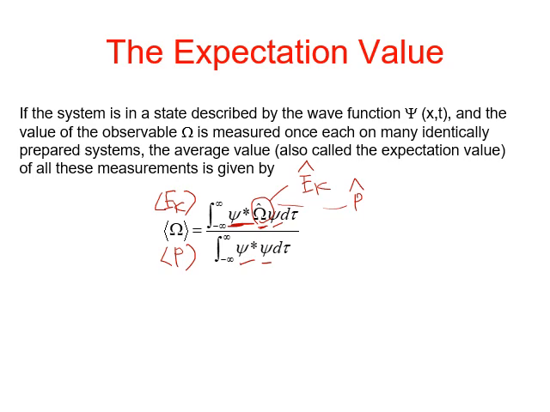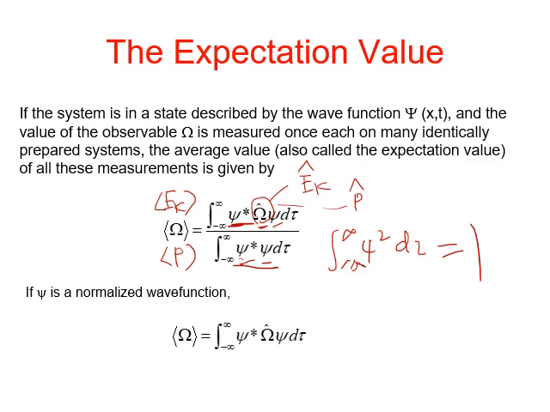Now, if the wave function is real, then the denominator is just the wave function squared integrated over the whole range. According to the normalization condition, this should be 1. Therefore, if the wave function is already normalized, the denominator will be 1. And so the average value for an observable is just the wave function conjugate times the corresponding operator operating on the wave function, integrated over the whole range.